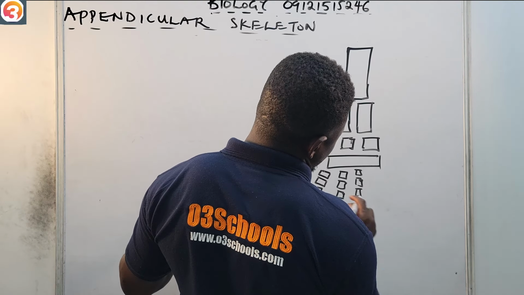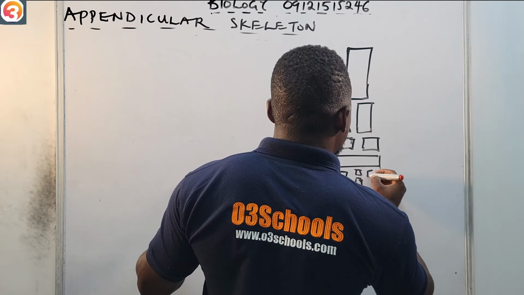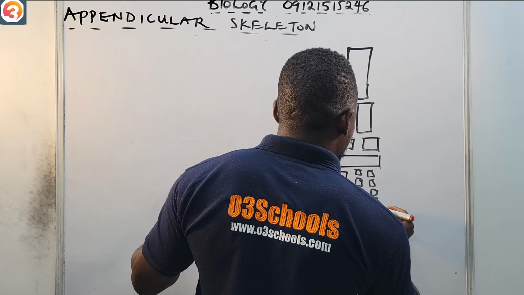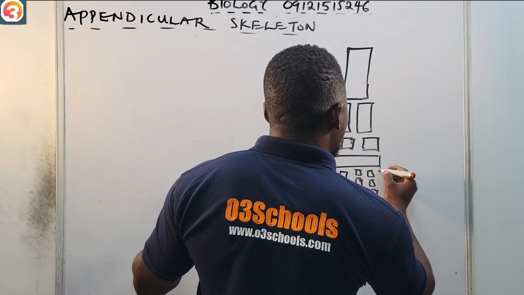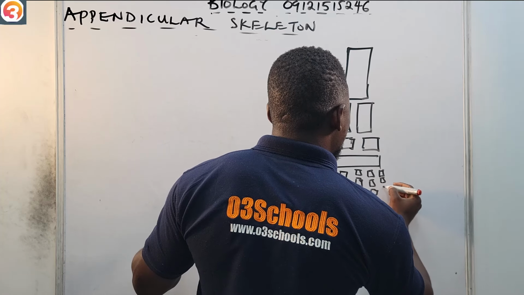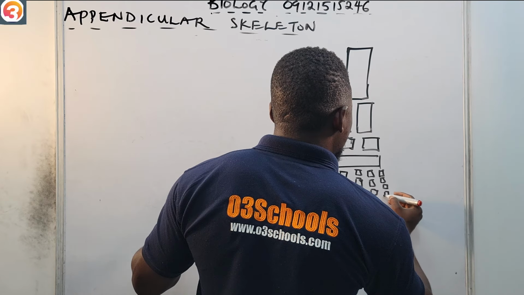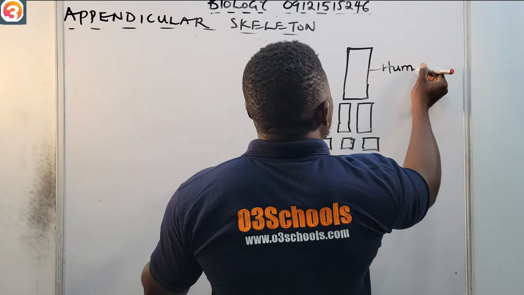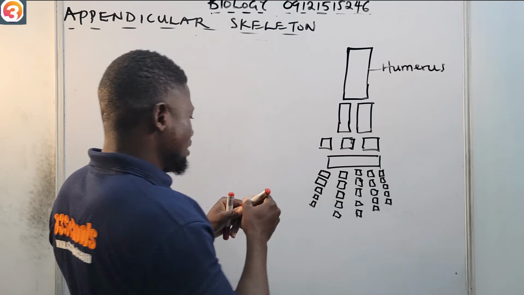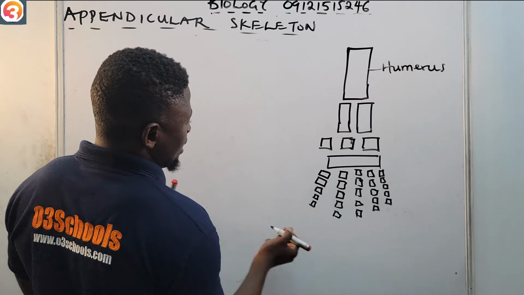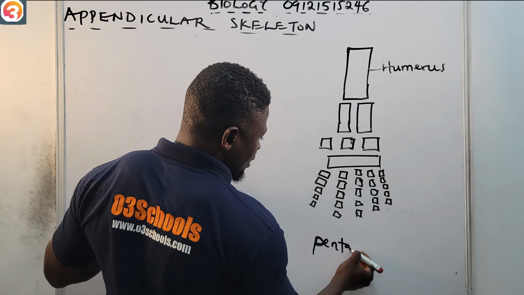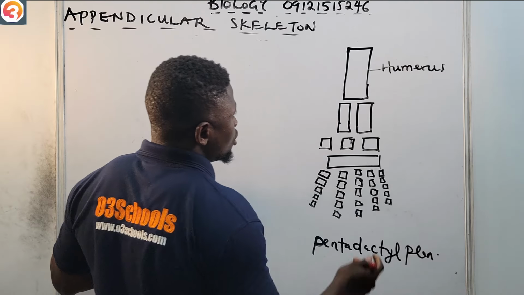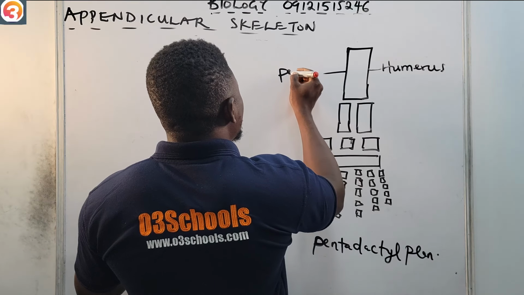Okay, then we now have this 1, 2, 3. So have another one. Okay, they will now have the smallest one. Okay, so here is the humerus, this side, in the pentadactyl plan. Here is the humerus, while this side is what?